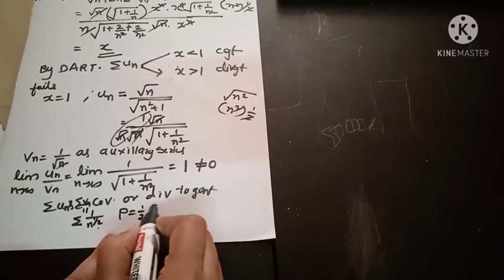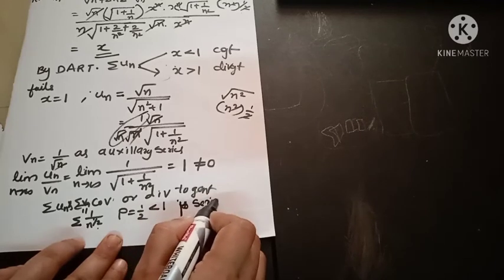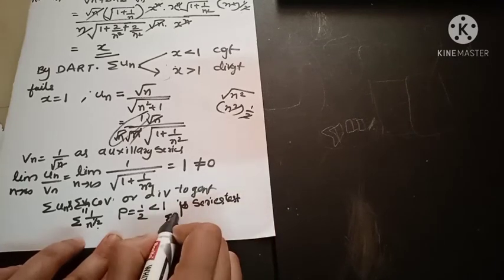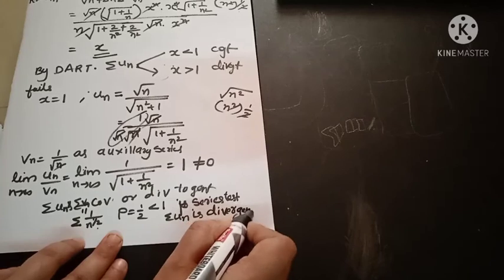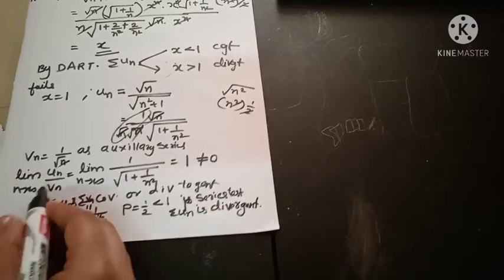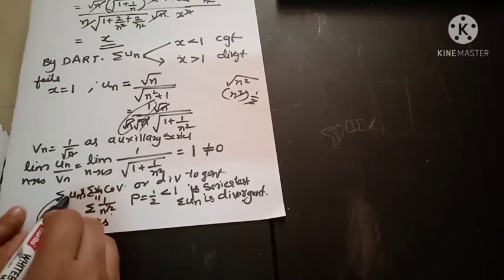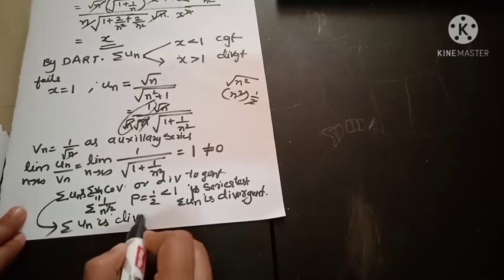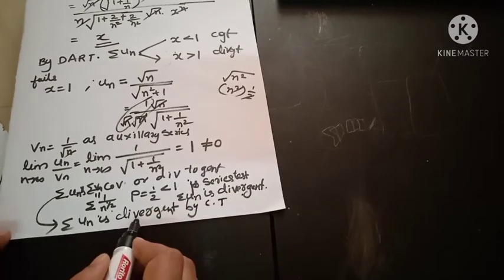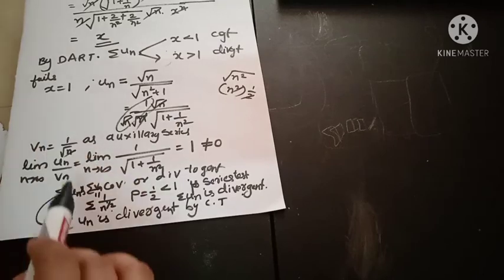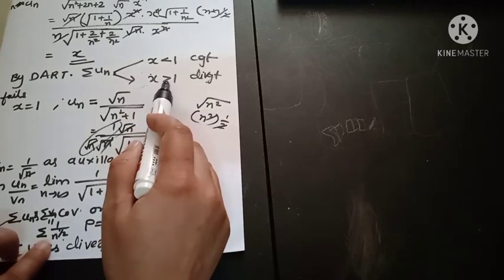By p series test, this value is less than 1, so the series is divergent. So by comparison test, if vn is divergent, then un is also divergent. So when x is equal to 1, we get series un is divergent. In the divergent case, I'll put x is equal to 1.